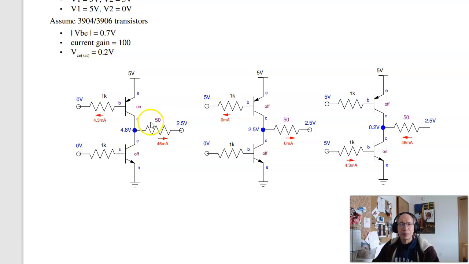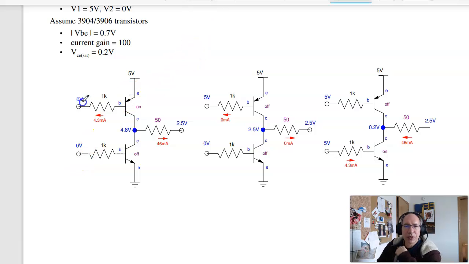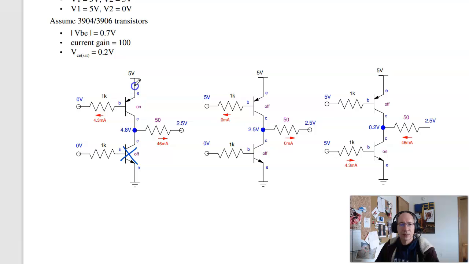For example, if I have 5 volts going to ground, that means this one's on. 0 volts across this diode. No voltage means no current. The NPN is turned off. The current then is 5 minus 0.7 over 1K, 4.3 milliamps. That turns on this transistor. I get a 0.2 volt drop across it when it saturates.